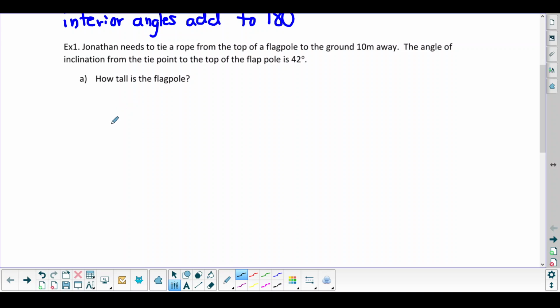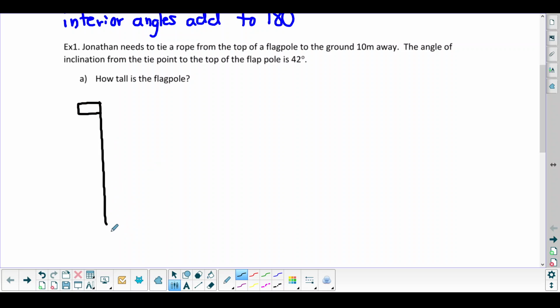All right, so it says Jonathan needs to tie a rope from the top of a flagpole to the ground 10 meters away. The angle of inclination from the tie point to the top of the flagpole is 42 degrees. So the first question is, how tall is the flagpole? So in order to envision this and draw our triangle, we're going to draw this out. So we have some flagpole. It's got a little flag on the top of it.